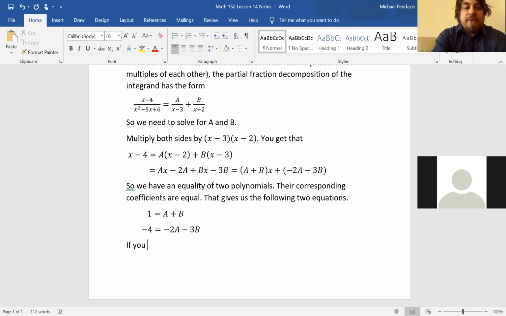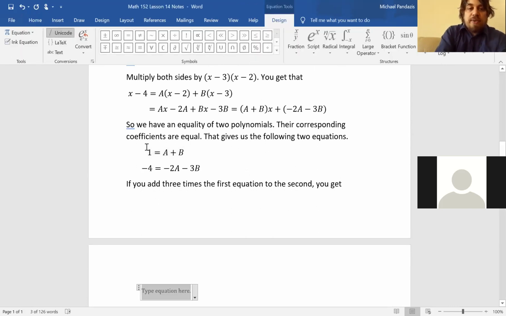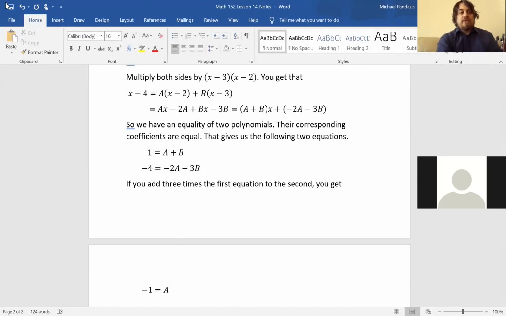Okay, so if you add 3 times the first equation to the second, you get, so 3 times 1 plus minus 4 is minus 1. 3 times this is 3a plus 3b plus this. 3a plus minus 2a is a. 3 times b, 3b plus minus 3b is 0. And so the b's cancel. I chose 3 on purpose. That way the b's would cancel. So if you add 3 times the first equation to the second, you get that a equals minus 1.